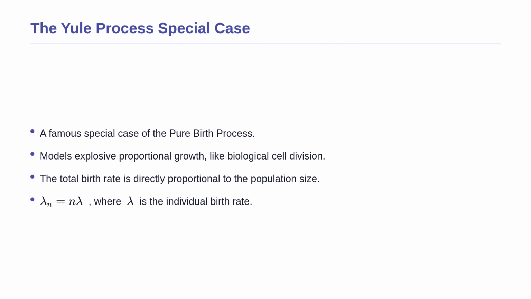Imagine a single biological cell in a petri dish that divides into two. Now both can divide, making the next division happen faster. In the Yule process, the overall birth rate is directly proportional to the current population size. Every new member immediately starts contributing to the growth, creating an explosive population model.